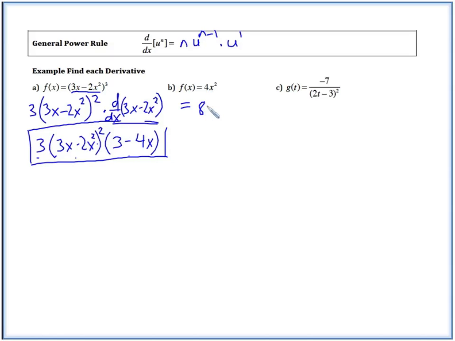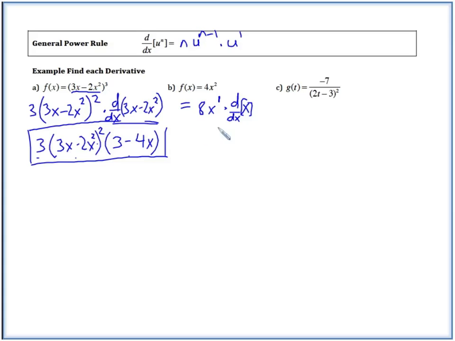We have 8x to the 2 minus 1, which is 1, times the derivative of the u, whatever's being squared here. So times the derivative of x.